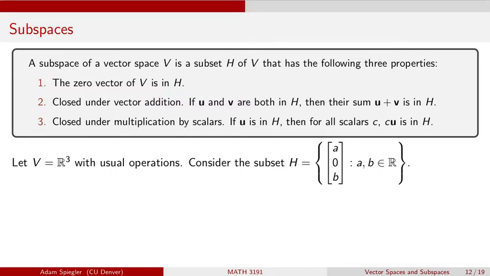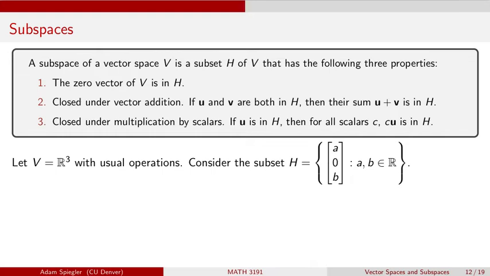So let's take a look at this example. V is R3, where we have the usual vector addition and scalar multiplication. So we know this is a vector space. Now let me consider the subset of vectors H given by the first entry, which could be anything. The second entry has to be 0. And then the third entry could be some real number. So we're going to consider vectors of the form (a, 0, b). These are vectors in R3, and we want to check whether this is a subspace of R3.